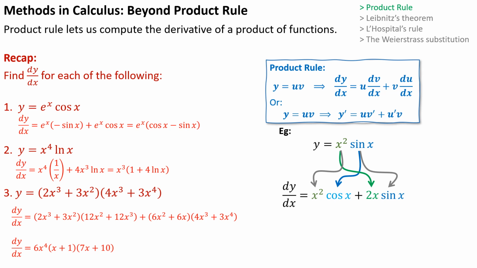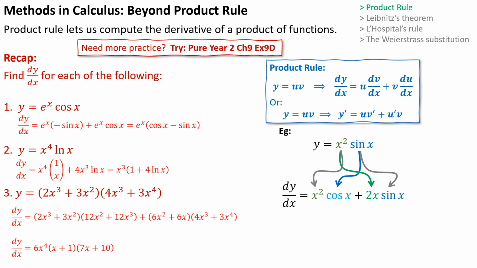You'll see that this whole thing does simplify down at the end if you apply product rule, but it's a bit of a mess. If you want more practice with product rule, I recommend you head back to the Pure Year 2 textbook. You want chapter 9, look at exercise 9D.